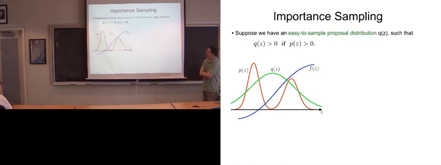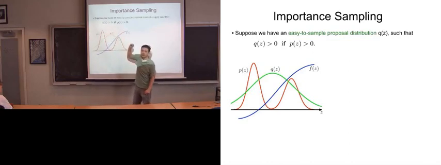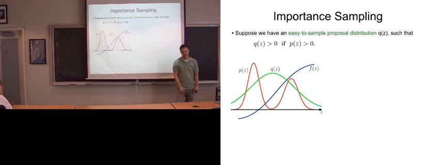Suppose you have an easy-to-sample proposal distribution Q. So you have a Q distribution you can sample from, such that the only condition you need is that Q has to be non-zero wherever P is non-zero. Obviously, that has to be the case. If Q has 0 probability in some regions of the space where P doesn't have 0 probability, then you will never get the right answer.